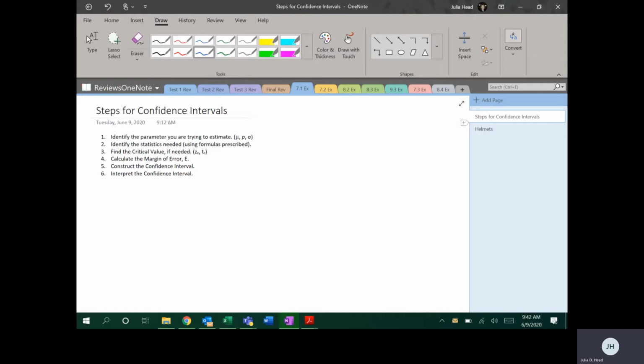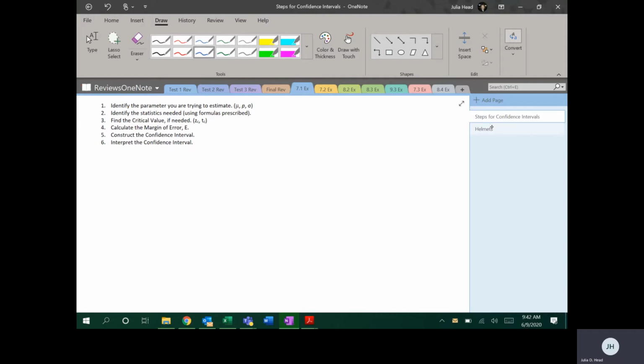So the 6 steps are: identify the parameter. In this class, that's basically mu, p, or sigma. Number 2, identify the statistics. Depending upon whether you chose mu, p, or sigma, it will tell you to use different formulas. So find the statistics in those formulas. Find the critical value, either ZC, which is what we're doing today, or TC, which is in the next lesson. Calculate the margin of error, and there's a formula for that. Construct a confidence interval, there's formulas for that. And then interpret the confidence interval, which we will talk about. So let's go through those 6 steps.